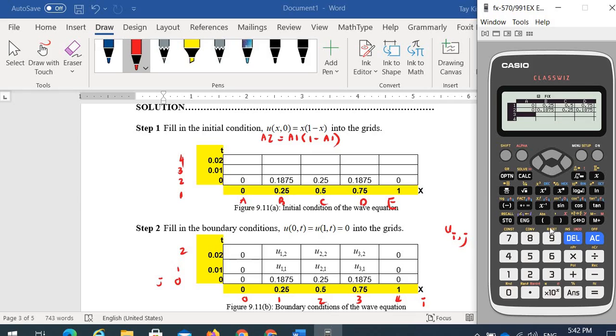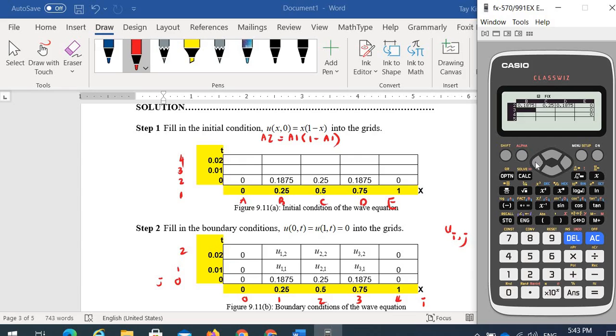And fill in the boundary values: 0 and 1, 0 for the values at the boundary. Then I have the values for B, C, D at row 3, 4, at t equal to 0.01, t equal to 0.02.